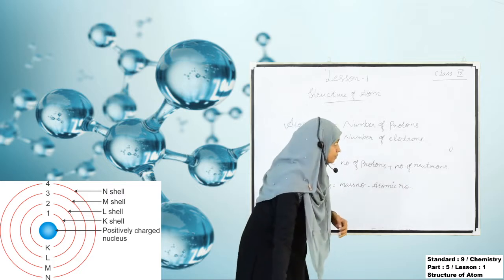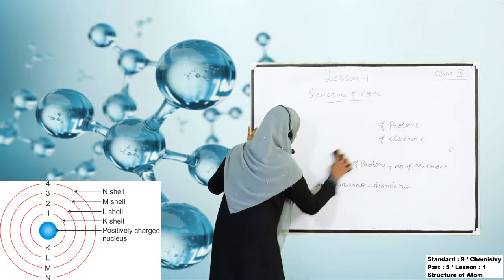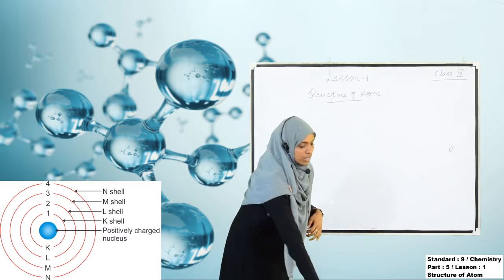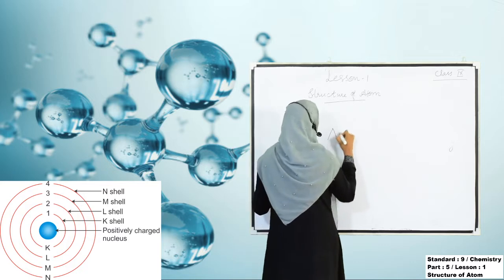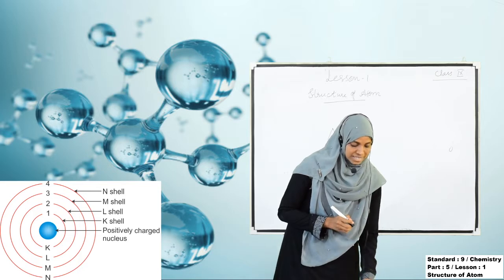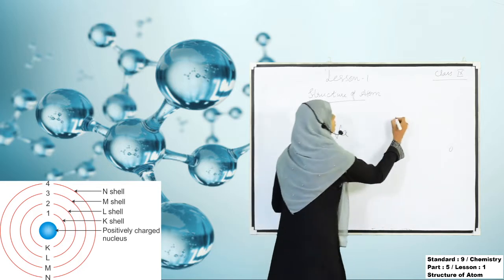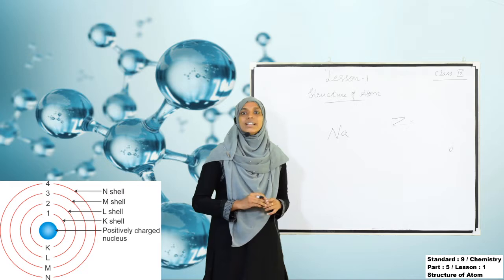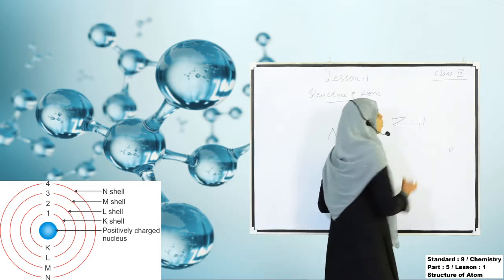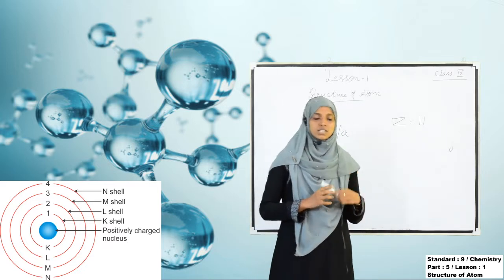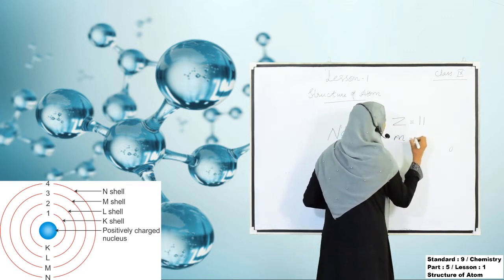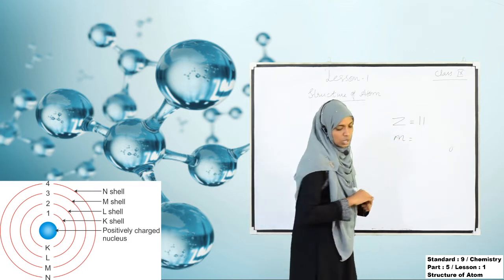Then, how to write the atomic number and mass number of an element. Here we can consider sodium. What is the atomic number of sodium? The atomic number of sodium is 11. We represent the atomic number by the letter Z, and the atomic number of sodium is equal to 11. So what about the mass number? What is the mass number of sodium? The mass number of sodium is 23.